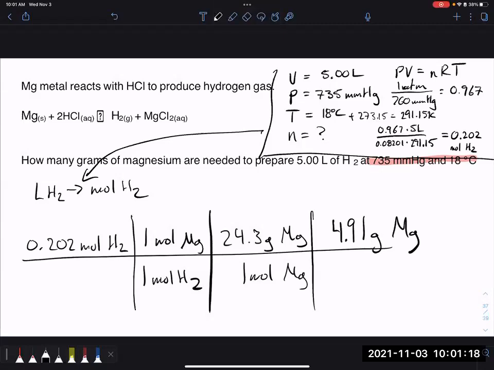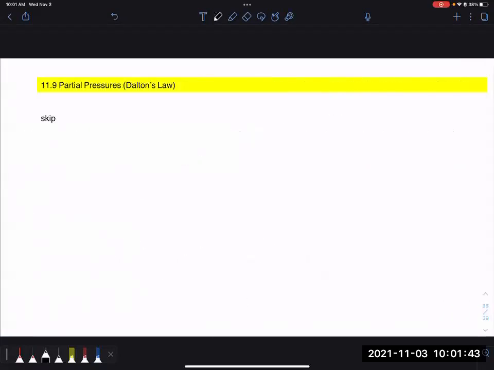So the hard part there being that we have to do all of this math in this top right corner first to get moles of hydrogen, because not at STP. All right. And then skip anything about partial pressures.